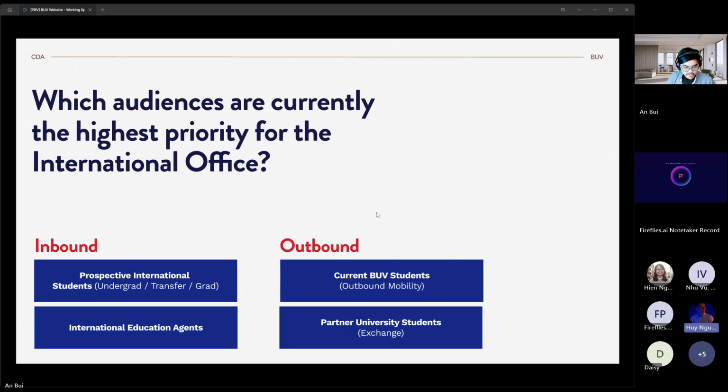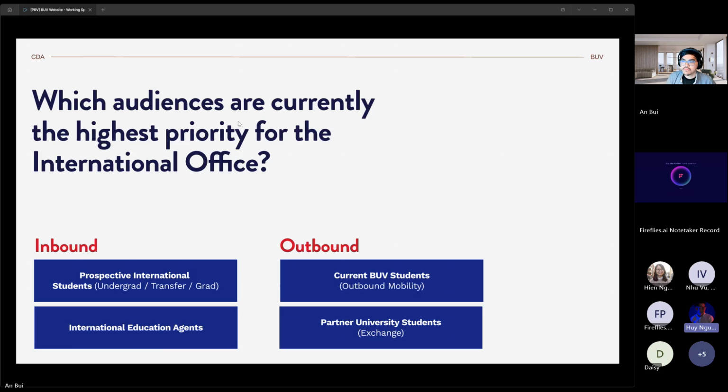So the inbound, based on what we just discussed, is not correct. The prospective international students fit with international student recruitment for undergraduate, graduate, and transfer in. That would also be international student recruitment, and same with the agents. So that is correct for audiences, but they fit with a different team who manages the conversion, international student recruitment. And I think that needs to be clearly reflected, not necessarily the team, but it needs to be clearly reflected on the website in a different way.